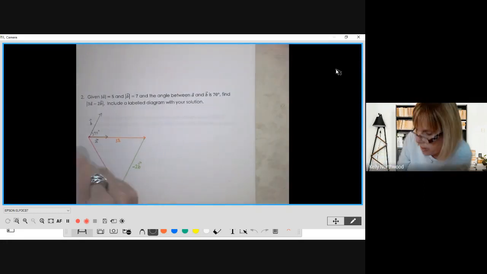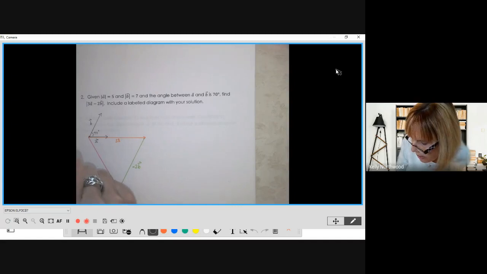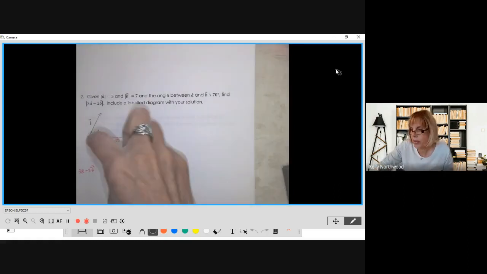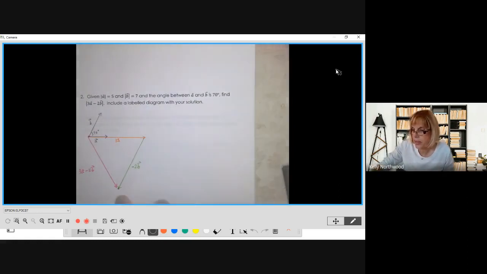So this vector here is 3A minus 2B. Notice that I don't have any magnitude bars when I'm labeling my vector diagram, because these are all vectors. They both have a magnitude and direction. So I don't have absolute value bars around my labeling in the diagram, which is a common mistake that students make.